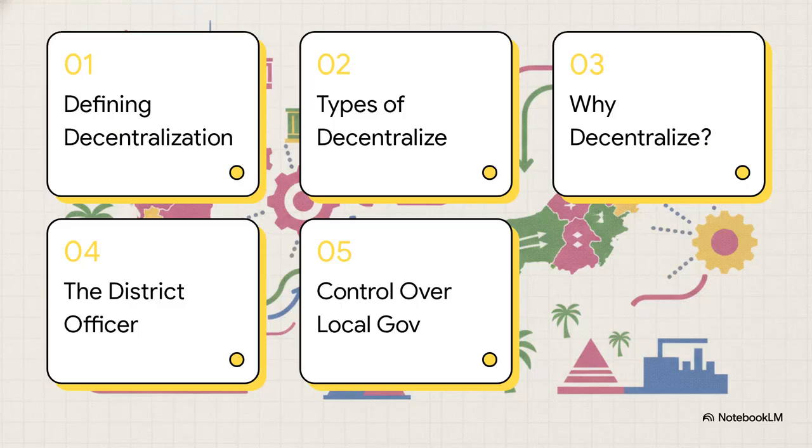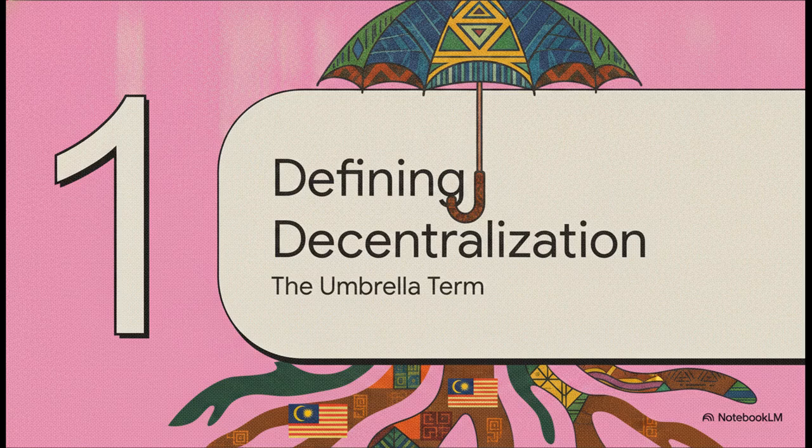Here's our battle plan for today. We'll start by defining decentralization. Then we'll compare devolution versus deconcentration. After that, we'll look at why we decentralize, the role of the district officer, and finally, who actually controls local government. Section 1, Defining Decentralization.